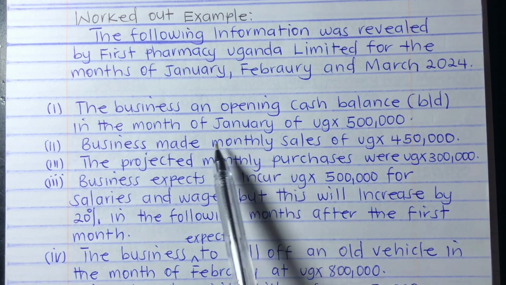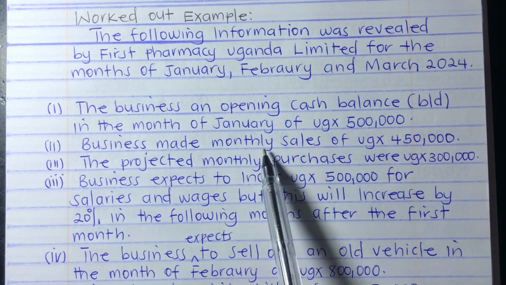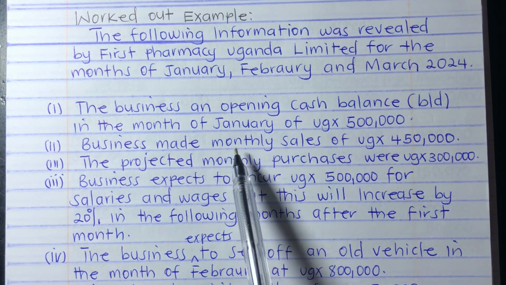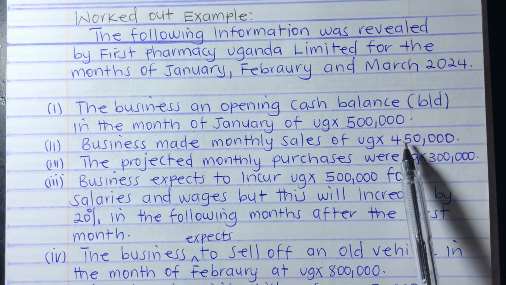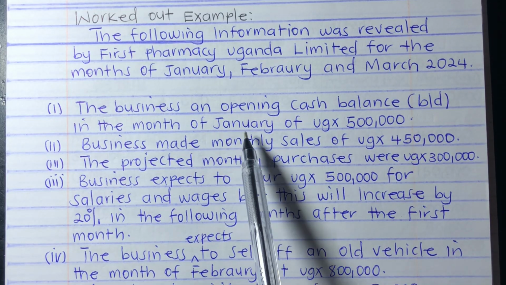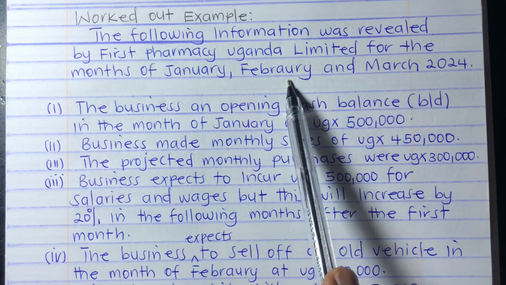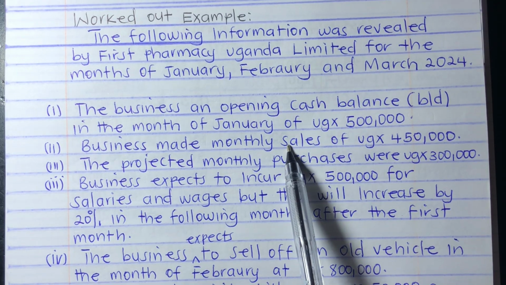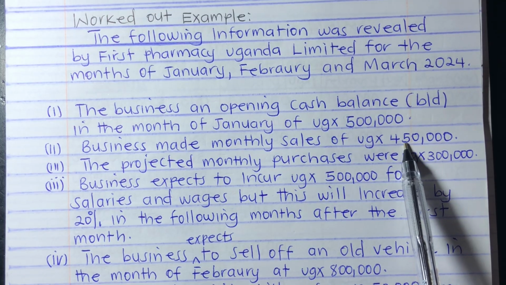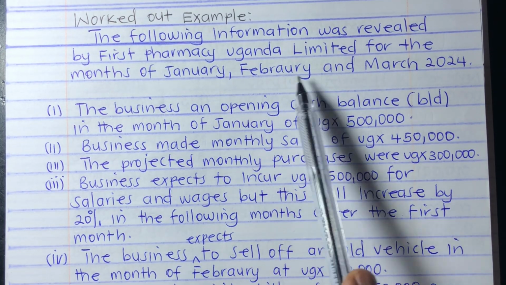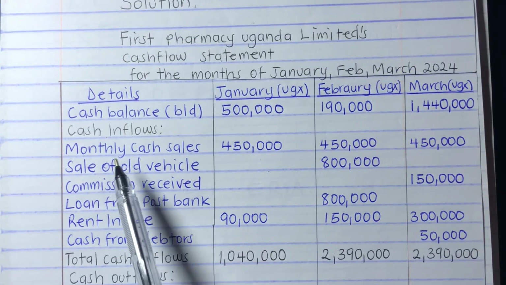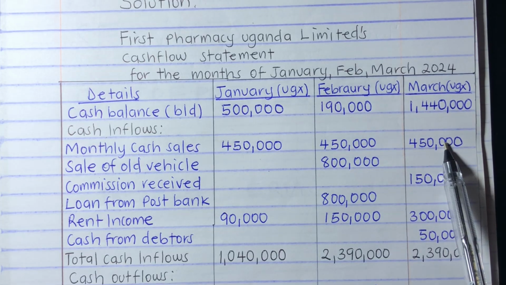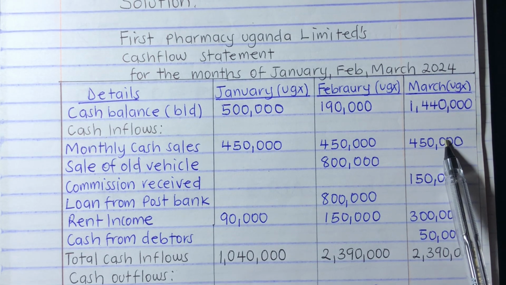That is Roman 2. So if the business made monthly sales of UGX 450,000, meaning we have to record this 450,000 in all the months, meaning it was monthly, it applied in January, February, and March. So we record this because monthly sales are cash inflows. So we record the 450,000 in January, February, and March, as we did it here. So monthly cash sales 450, 450, 450. We are done with Roman 2.